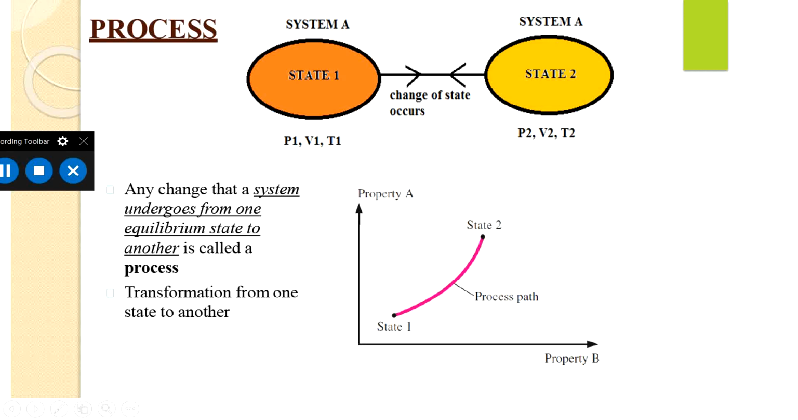If it does not move through this path, it may move through another. There isn't any rule that the process happens through this path only. There are so many paths we can draw here. Whenever a system changes from state 1 to state 2, there are so many possible paths. So that is known as a process, and a process has a path.